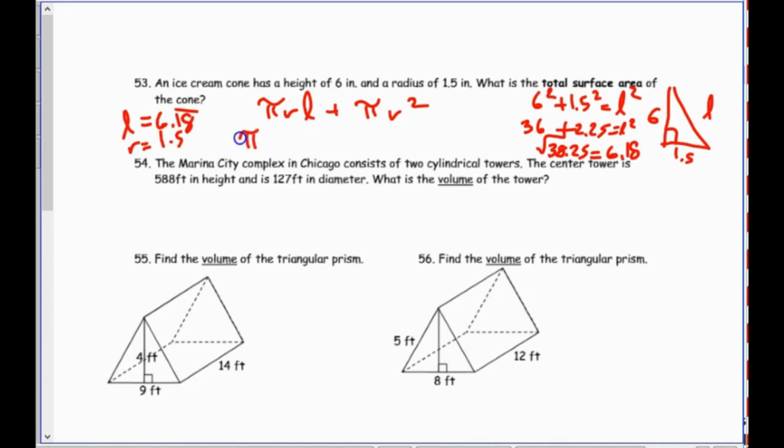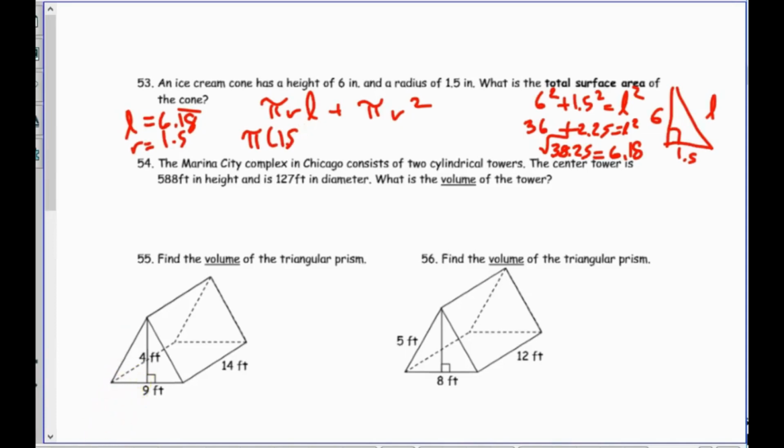So we're doing pi r L plus pi 1.5 squared. Okay, that's a lot, but it's all right. 1.5 times 6.18 plus pi 1.5 squared, 36.19.